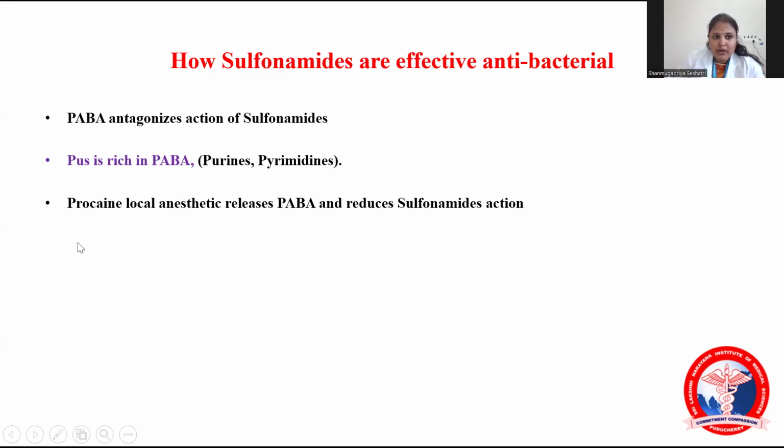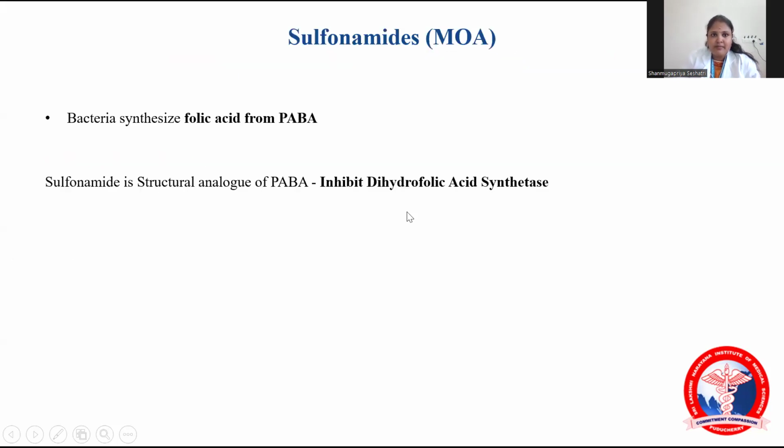Okay, so prilocaine, which is a local anesthetic, releases para-aminobenzoic acid and reduces the sulfonamide action. So this can be considered as a drug interaction. Okay. Coming to the proper mechanism of action, as I already told you, sulfonamide inhibits the synthesis of folic acid from para-aminobenzoic acid.